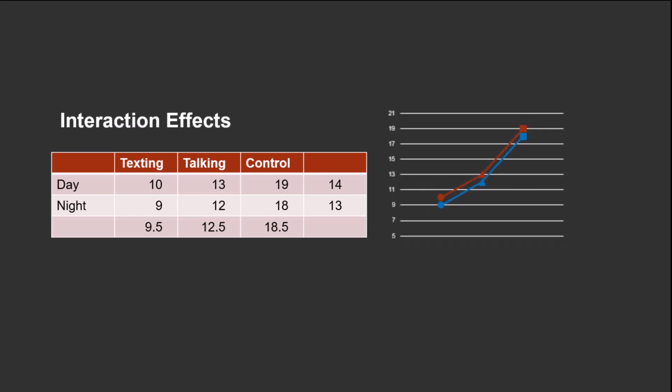The blue line represents performance at night, the orange performance during the day. The square markers represent the scores under the control condition, the triangular ones the scores under the talking condition, and the circular ones the scores under the texting condition. As you can see, the line segments are roughly parallel to one another, which indicates that there's no interaction between the 2 factors. Let's take a look now at another one.